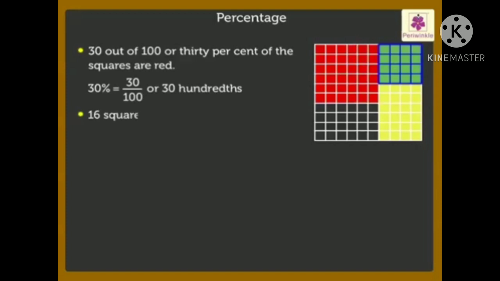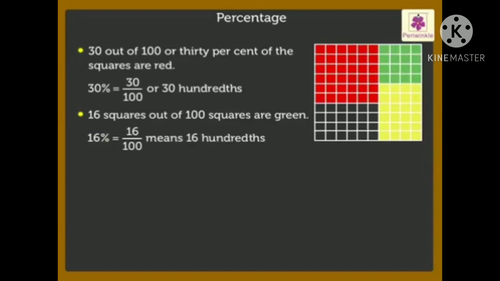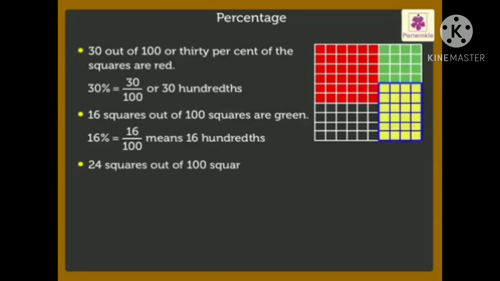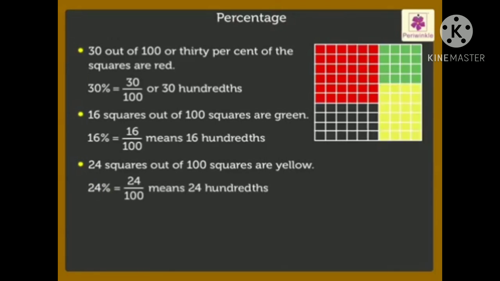Further, 16 squares out of 100 squares are green. It means 16% of the squares are green. 16% is equal to 16 upon 100, which means 16 hundredths. 24 squares out of 100 squares are yellow. It means 24% of the squares are yellow. 24% is equal to 24 upon 100, which means 24 hundredths.